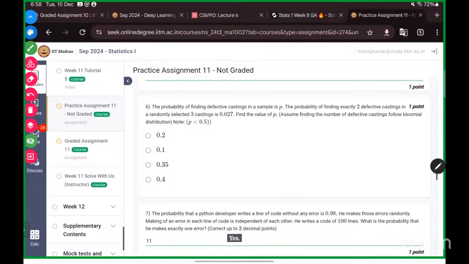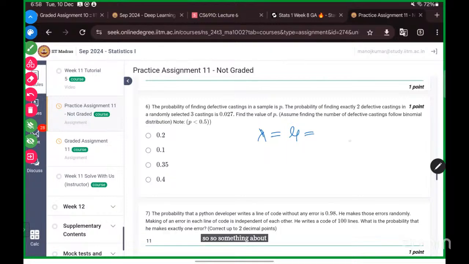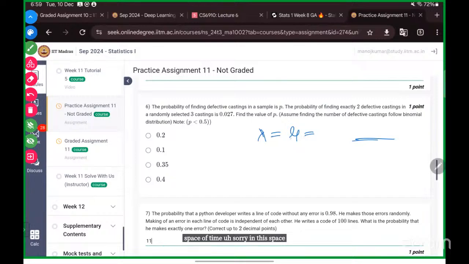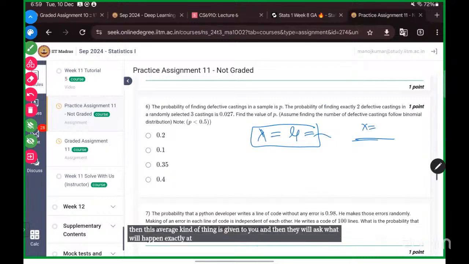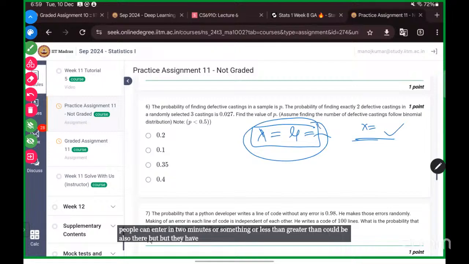So the error is in each line only. And one thing is, in Poisson, lambda is kind of average, right? Mu or lambda, you can call it. So something about the average is given. Let's say something is happening on average in this period of time, in this space. Then they will ask what will happen exactly at some value, like how exactly two errors can be made, or how exactly people can enter in 2 minutes. Less than or greater than could also be there, but they have given you something related to average.